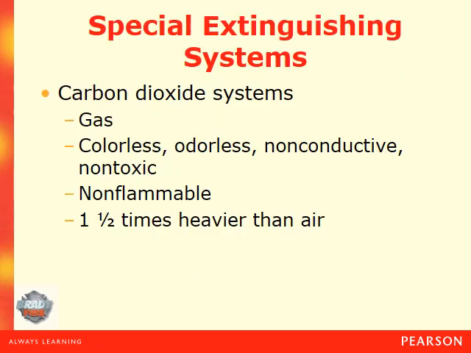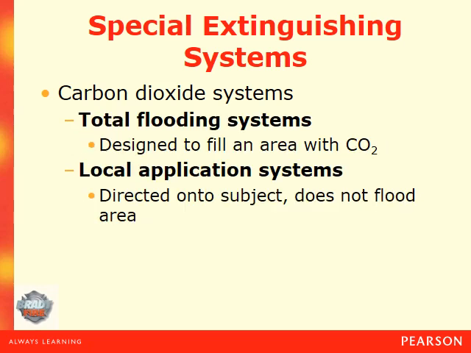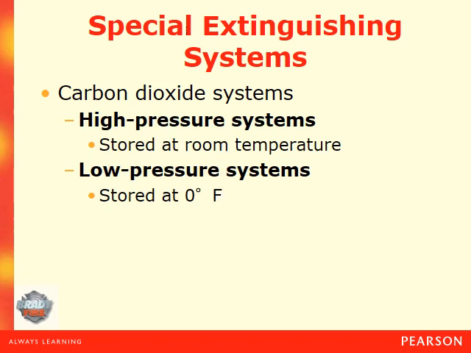Carbon dioxide systems are similar to Halon systems. This is made up of gas. It is colorless, odorless, non-conductive, and non-toxic. It is non-flammable. Since carbon dioxide is 1.5 times heavier than air, it essentially pushes the air out of the way. You have two types of system: a total flood system, which is designed to fill the entire area, and then the local, which does not flood the area.